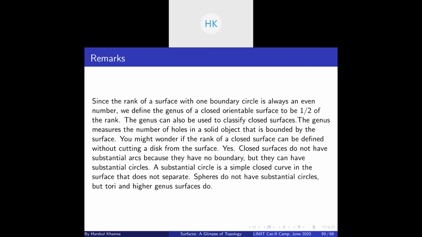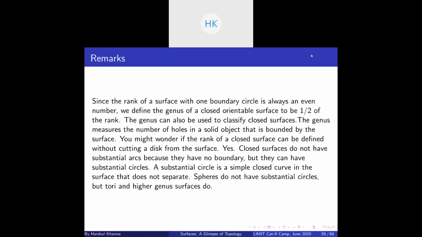We define the genus of a closed orientable surface to be half of that rank. Now genus is, as we saw earlier, the number of holes in the surface. Suppose you have a torus, you remove a disk from it, and you get a surface with one boundary circle which has rank 2. So the genus will be 1. This is an alternative definition of genus. Proving that this is the same is not in the scope of this talk, but just to mention it, you define this rank and take half of that rank, which is an even number, and you get the genus, which is the number of holes.